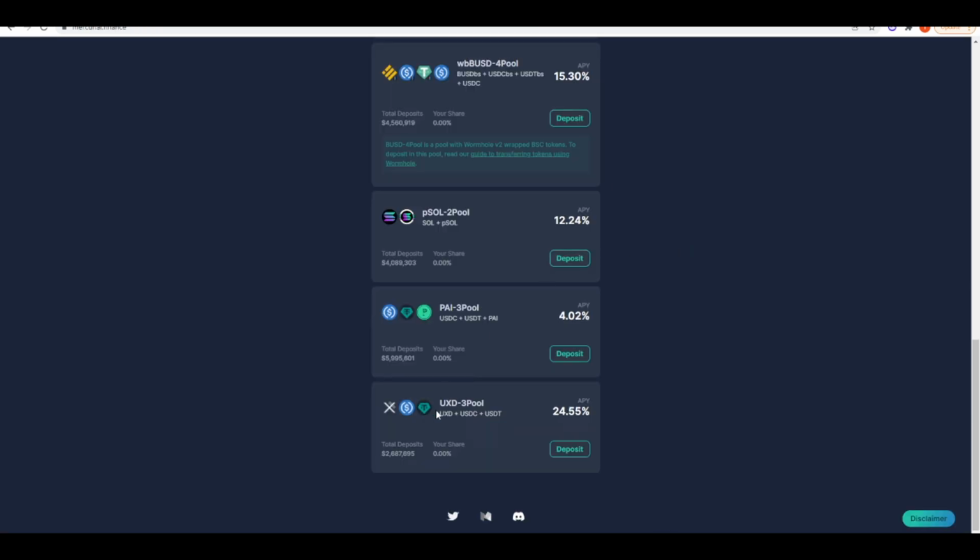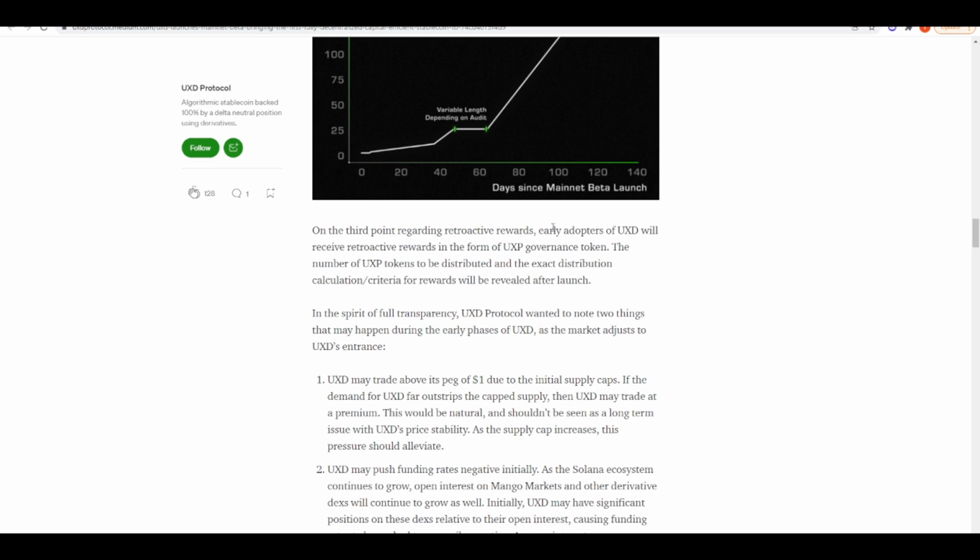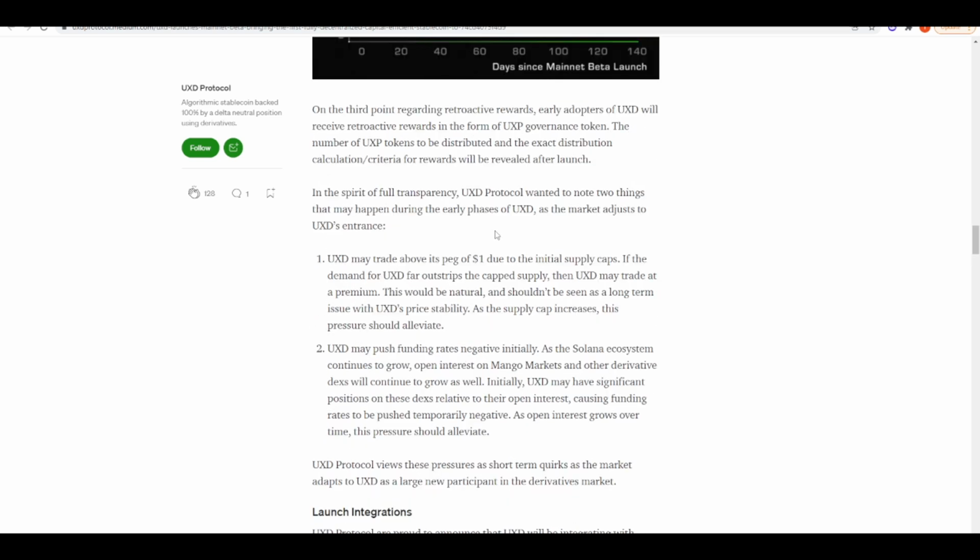If you go to Mercurial Finance and LP in the UXD Tri Crypto pool, you're currently getting 24.55% APY. And lastly, you can also stake your Saber UXD USDC LP tokens into Sunny Aggregator, and you can get an airdrop that way.